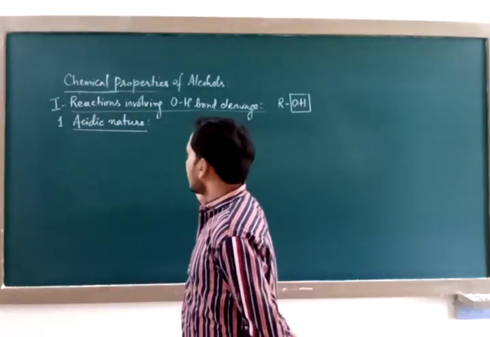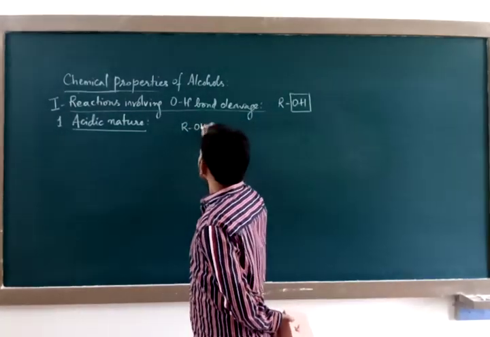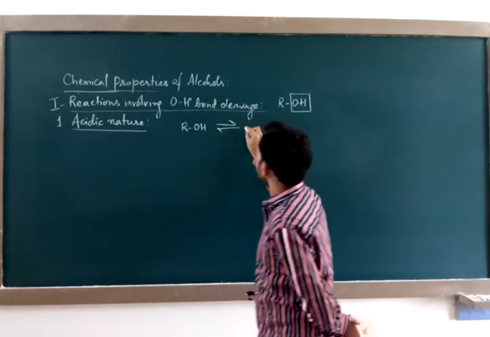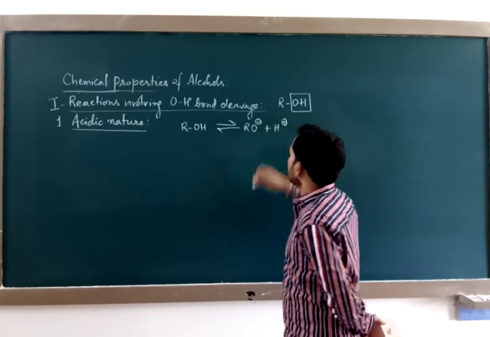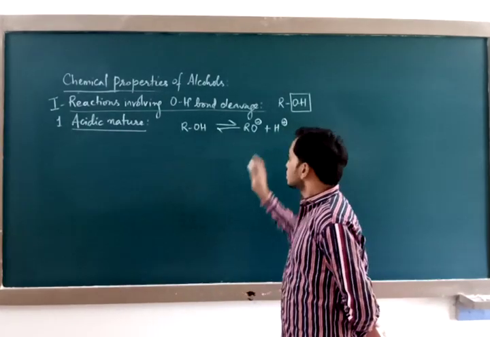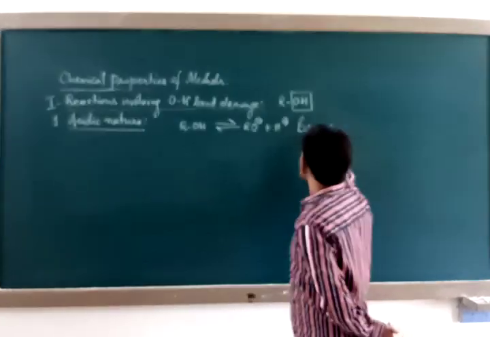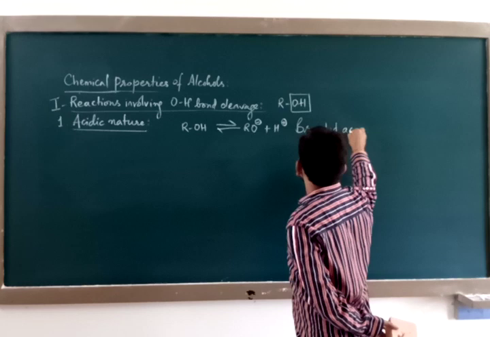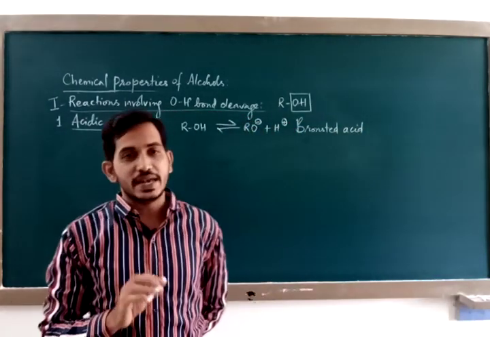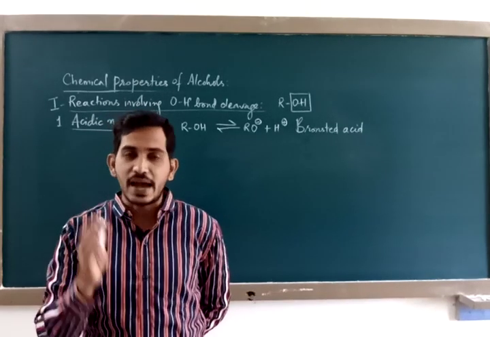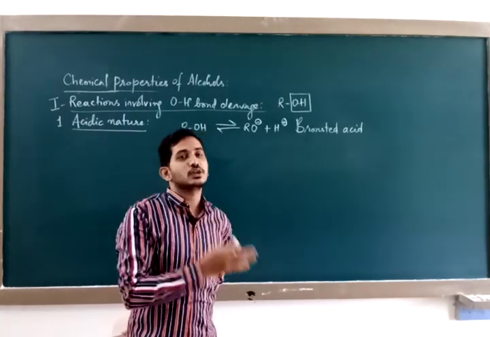Now, whether alcohols donate a proton or not. Whenever an alcohol is dissociated, it produces an alkoxide ion and gives away H plus in the form of a proton. Anything which donates a proton can be called a Bronsted acid. So now you know alcohols are Bronsted acids. They are acidic in nature. They are acids because they donate a proton. Because they donate a proton, they are called Bronsted acids.